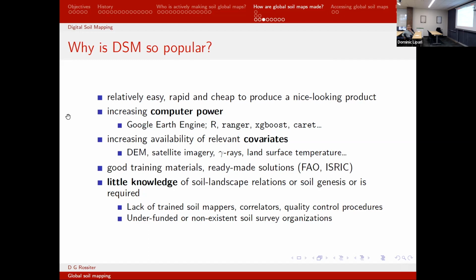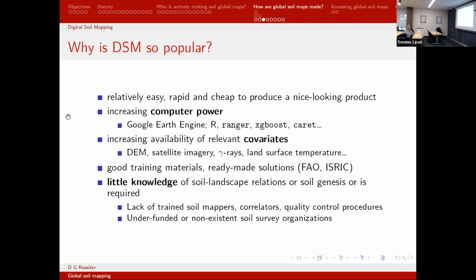You have good training materials, so FAO has done some, ISRIC has done some. So a lot of the techniques have been worked out. There are R scripts and Google Earth Engine scripts and so forth. The FAO made a very nice project on this. They have a lot of good training material, so it's quite easy to get into this. And this is negative. This is why it's possible. You don't need to know anything.